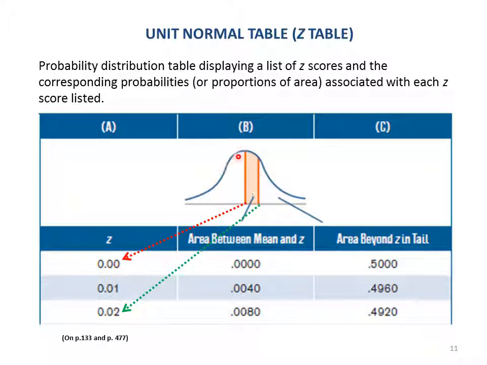You add up this white half and this orange area. So it's 0.5 plus 0.008, and you will get 0.508. That's your probability of getting a score smaller than 0.02.